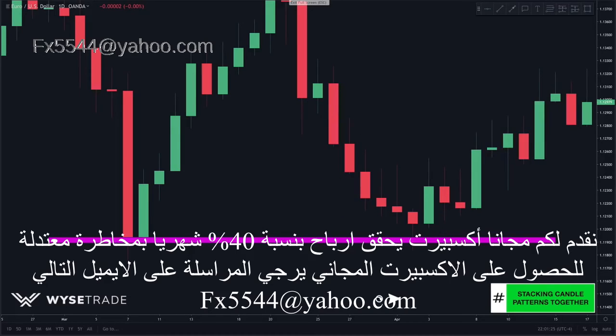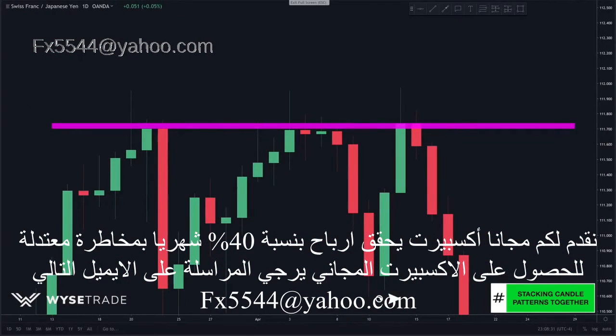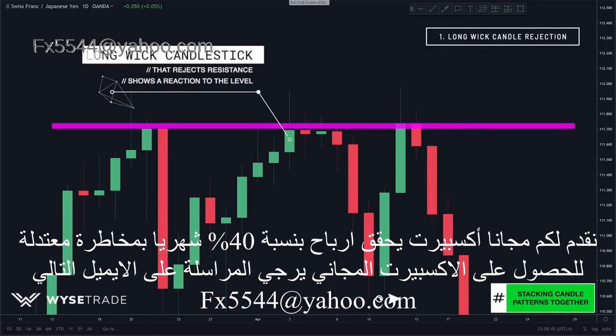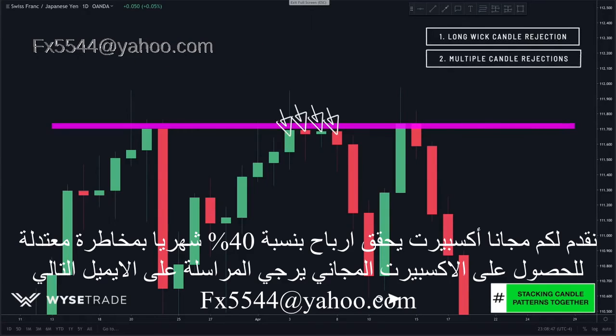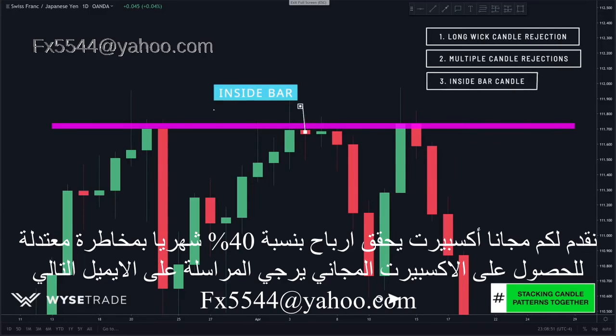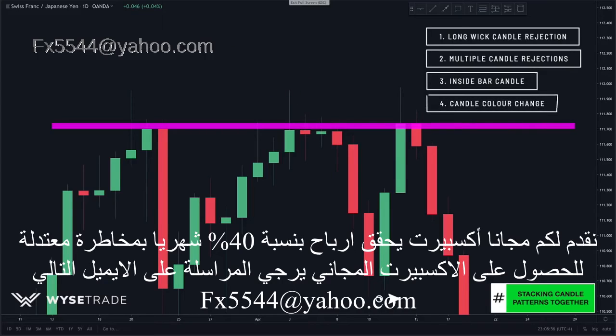So moving on. Here's the Swiss Yen. And again, price came up, hit and reversed drastically, giving us a level of resistance. As price came back up to this level, we had multiple candlestick patterns form. First, a long wick candle rejection. Second, we had multiple additional candle rejections. Third, we had an inside bar, another inside bar. And fourth, a candle color change, as we had all green candles before a red candle appears.